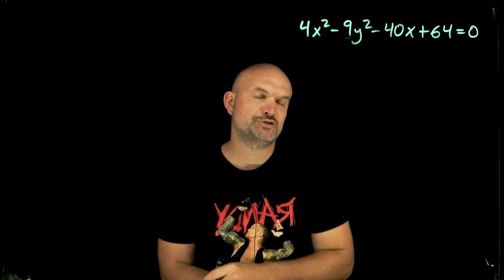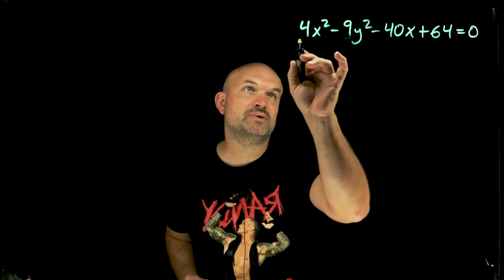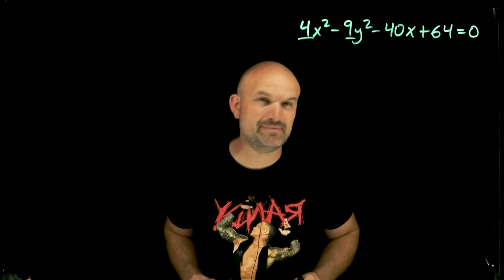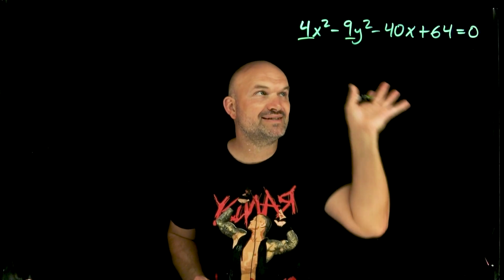This is one of the harder problems that students have to deal with when they are working with hyperbolas. The reason why is because we're going to have these two coefficients. That's going to make completing the square a little bit different. And you might be asking, why are we completing the square? Because this is in general form.